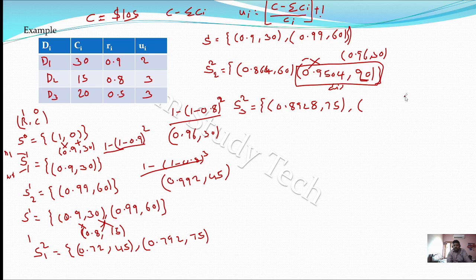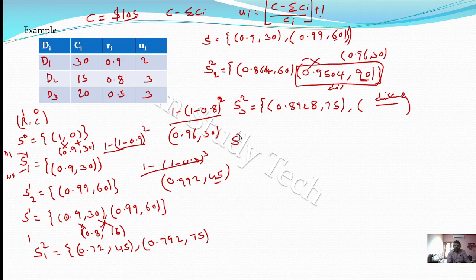You need not calculate this, because before multiplying the reliability you can see the cost. Here it is 45, here it is 60, so already $105 is used. What about D3? There is no amount left to purchase D3, so you can discard this one also, directly, without multiplying this reliability and without wasting time. So you can prepare this.